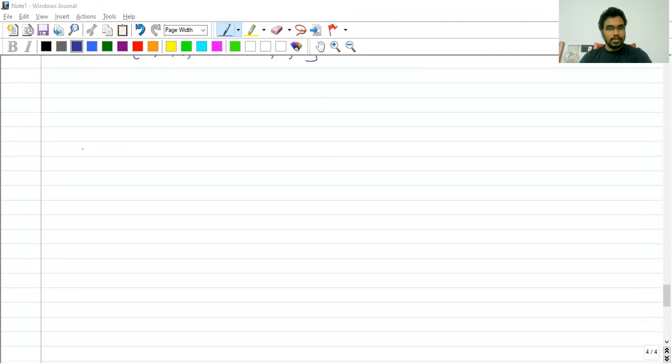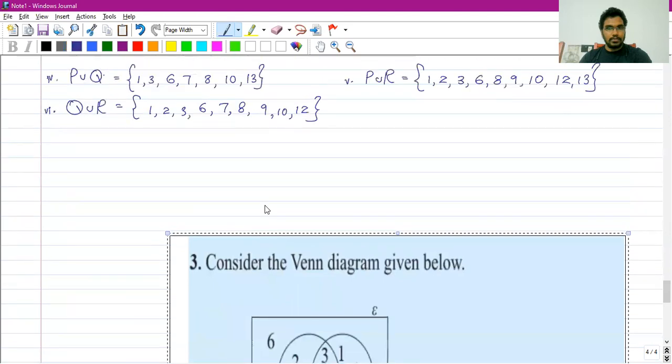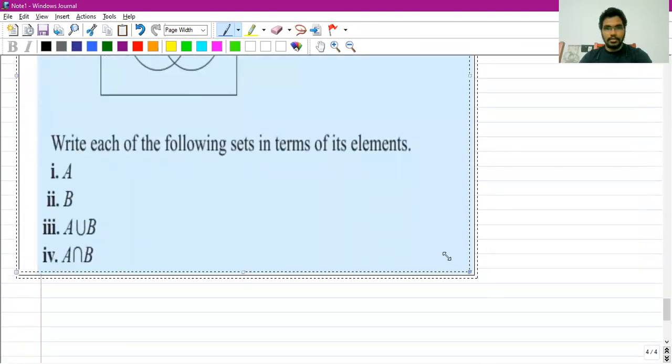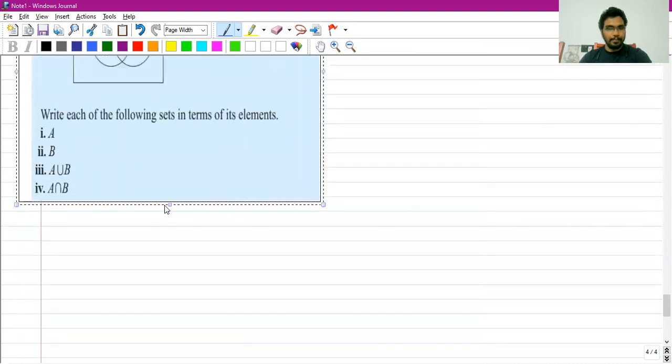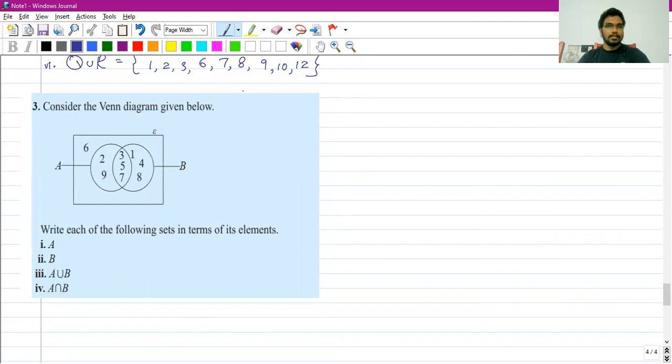Shall we do the third question also? This is the third question. It is from a Venn diagram. So you can try it. Now I will discuss the answers.